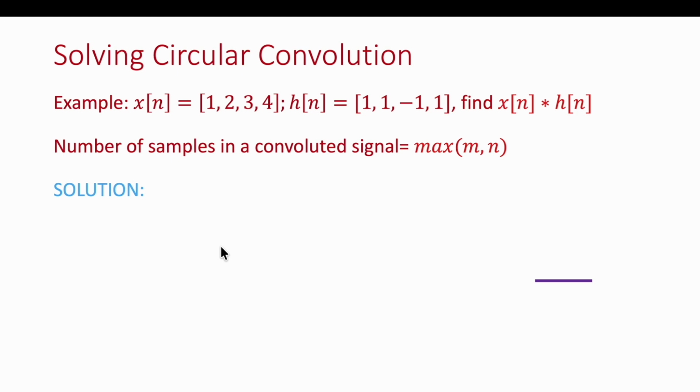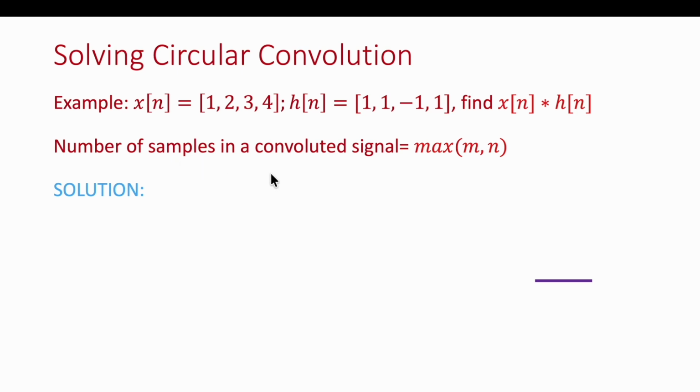So let's have an example to solve the circular convolution. In the example, x of n is equal to 1, 2, 3, 4. h of n is equal to 1, 1, minus 1, 1. And you need to find the convolution between x of n and h of n. So this is circular convolution.